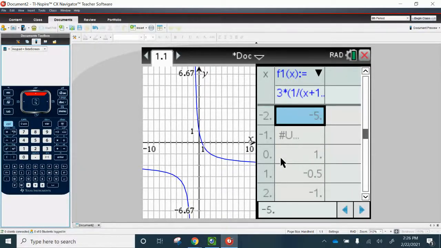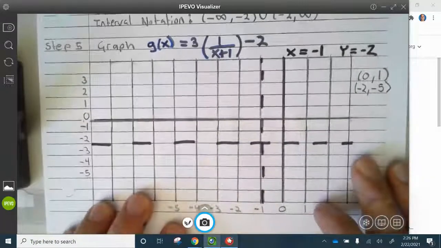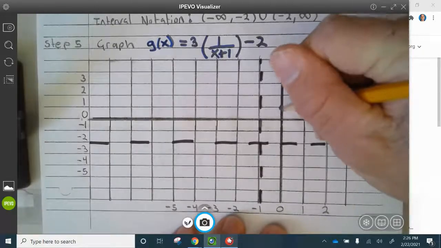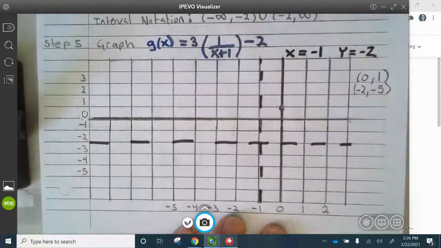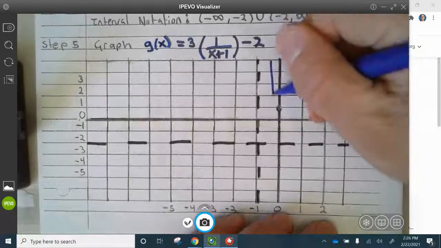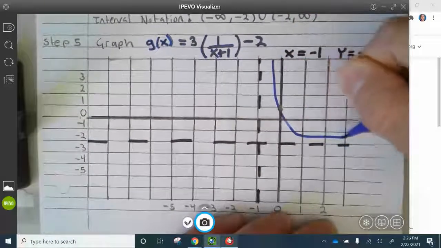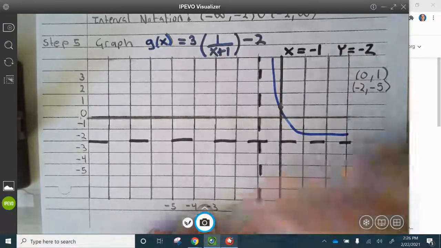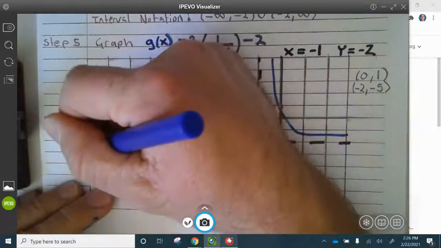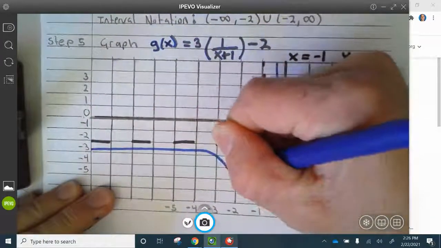Okay, now we know it lies between these curves, so then -2, -5 is right here. We know our curve lies between the asymptotes. It's right there. All right, go and finish up step 5. All right, and I believe that completes question number 9. So now let's take a look at question number 10.